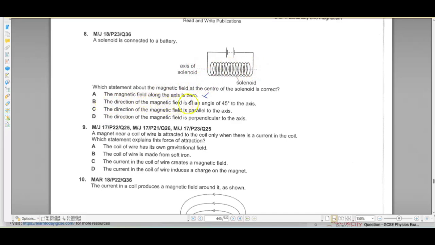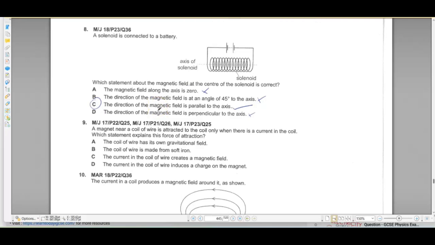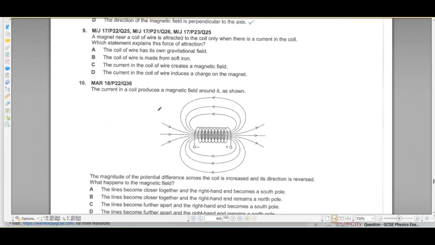The direction of the magnetic field is at 45 degrees to the axis. No, it runs parallel to the axis, as I've just said. The direction of the magnetic field is parallel to the axis. Yes, this is correct. So C is the correct option. It is perpendicular to the axis? No. This is not true. Question number 9.